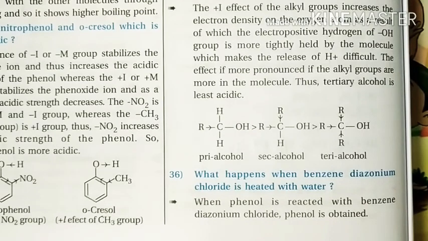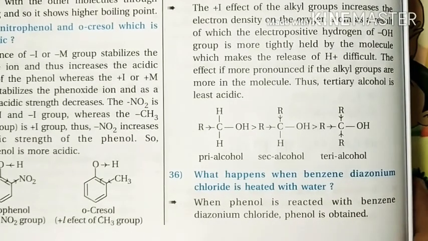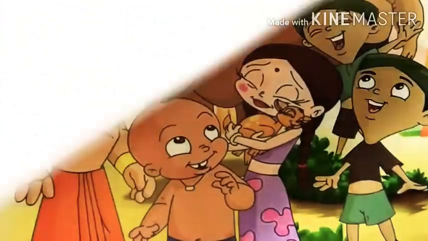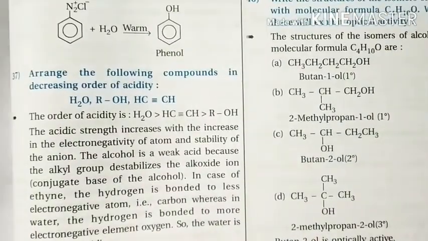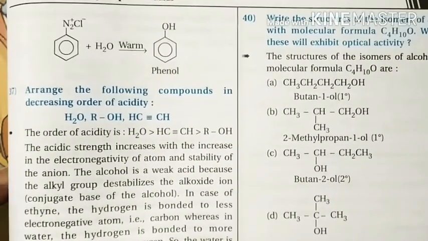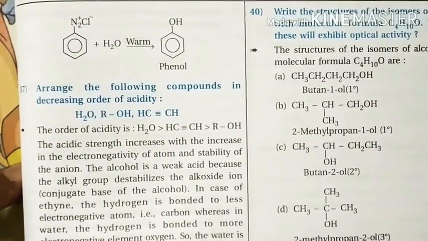What happens when benzene diazonium chloride is heated with water? We know that when benzene diazonium chloride is heated with water, it always gives phenol. Always gives phenol. So here the reaction is given: N2Cl with H2O is converted into phenol.